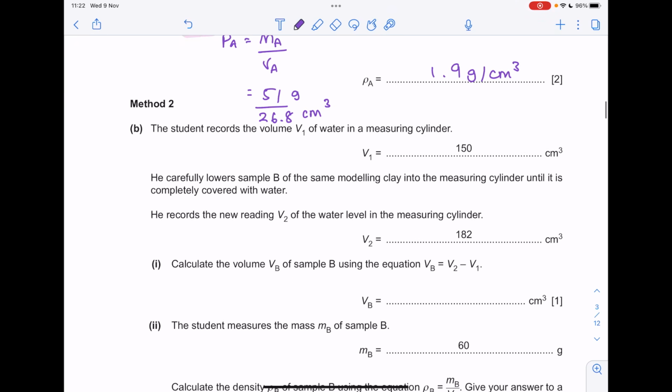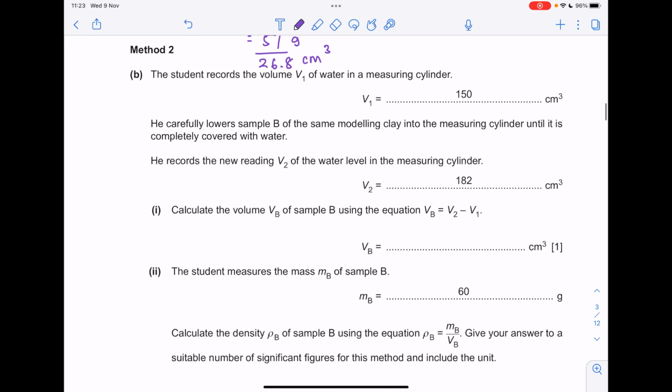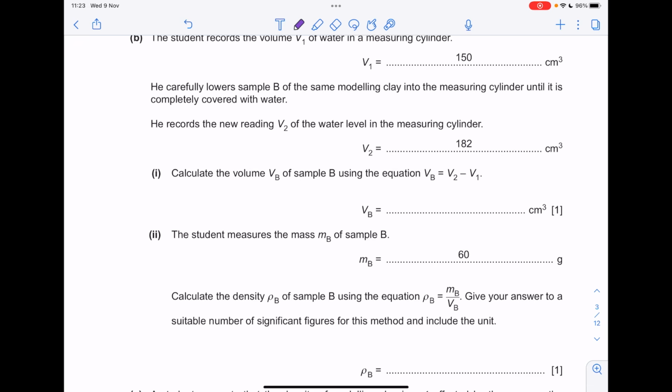The student records the volume V1 of water in a measuring cylinder and finds it to be 150 centimetres cubed. He carefully lowers sample B of the same modelling clay into the measuring cylinder until it's completely covered with water. He records the new reading V2 of the water level in the measuring cylinder. Calculate the volume VB of the sample using this equation. So again, more substitution. V2 was 182, V1 was 150. Either do that in your head or using your calculator and you'll get a value of 32.